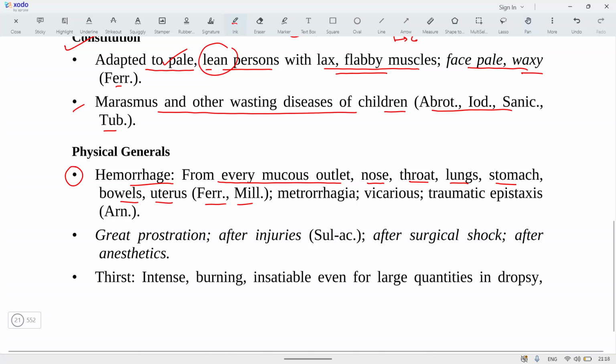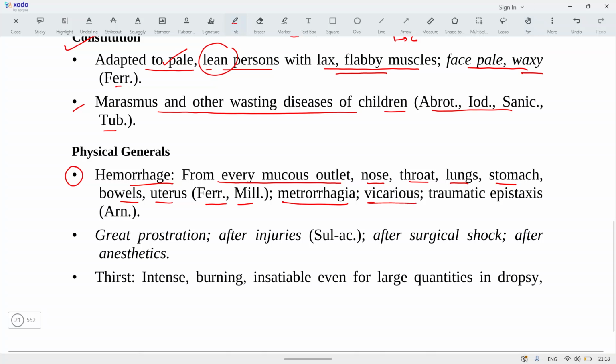Ferrum and millefolium, ferramate and millefolium are good for uterine or bowel bleeding. We also know that millefolium or hamamelis is good for rectal bleeding. Okay, metrorrhagia. Metrorrhagia means bleeding in between the periods, or it may be irregular periods, or irregular per vaginal bleeding due to any underlying female genitalia pathology.